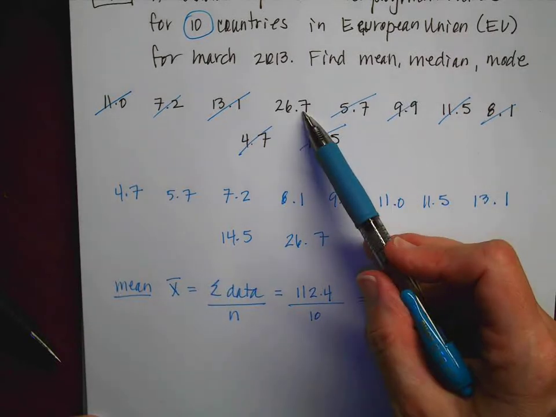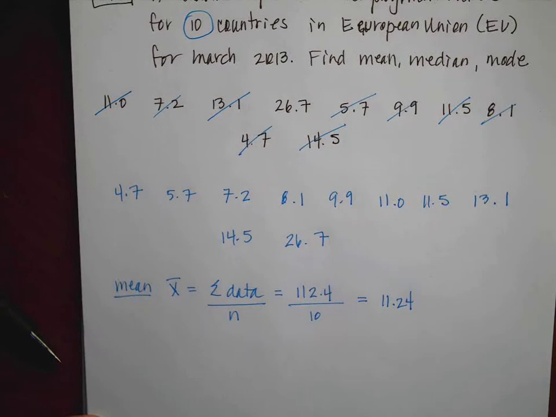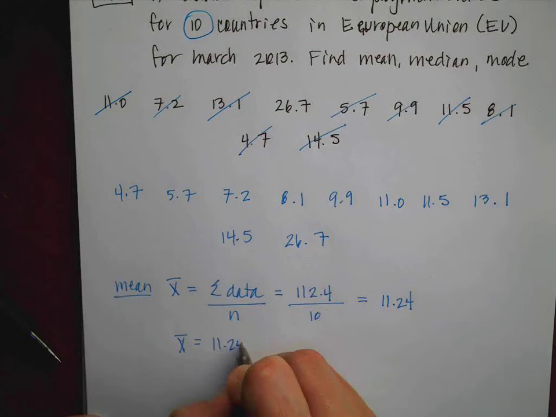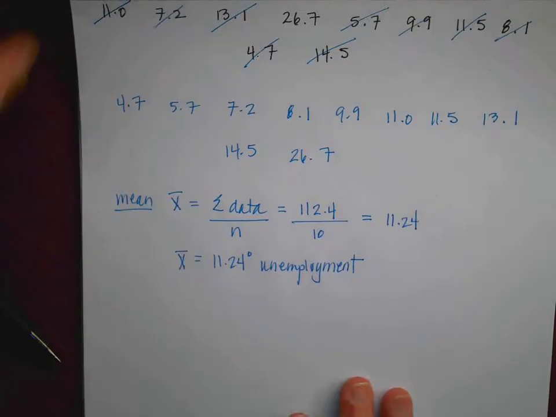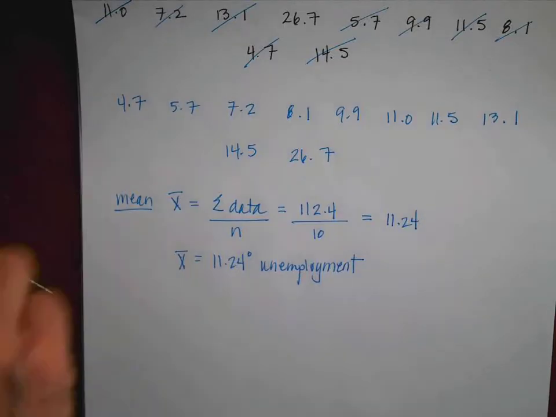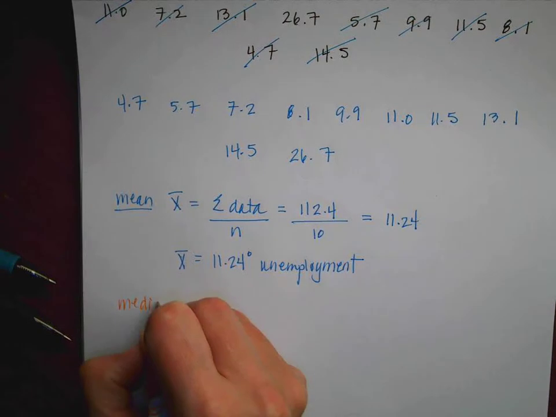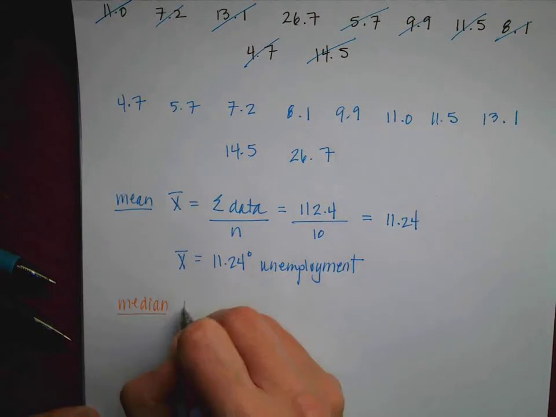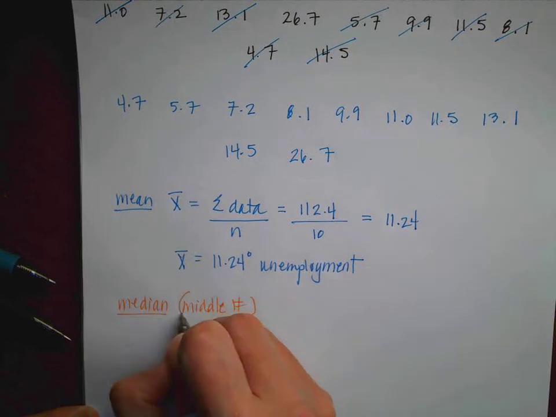And in case you didn't notice, these are percentages. So these would be percentages of unemployment. And yikes, that would be a scary country to have to try to find a job in. So my X bar is 11.24% unemployment. And so even though there really aren't units given, we know what that number represents. So now let's look at our median. And remember, median is the middle number.